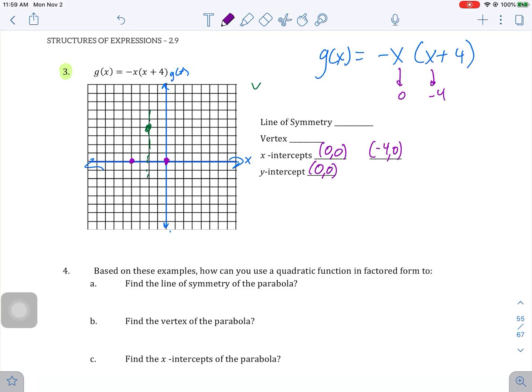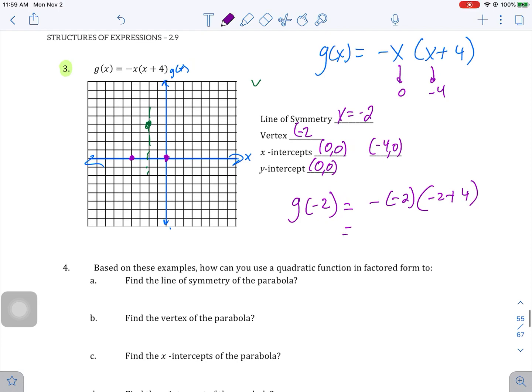To find the line of symmetry, it's halfway between those two x-intercepts, so that's at x equals negative 2. The vertex, we're going to use g(-2) because negative 2 is on the line of symmetry. We're going to plug that in. So negative times negative 2, and then negative 2 plus 4, and see what the function returns. So I get 4 times 2, so I get 8. Okay, so the vertex is going to be at (-2, 8).